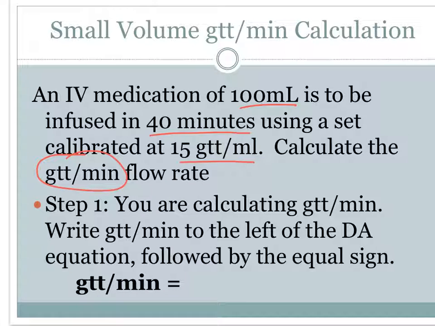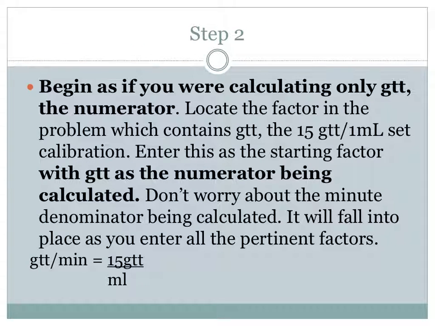So the first thing you want to do is, we know that we want to get drops per minute, so that is what our equation is going to be. Then begin as if you are calculating only the drops, the numerator. Locate the factor in the problem which contains the drops, which we know is the 15 drop per mil set calibration. Enter this as the starting factor with drops as the numerator being calculated. Don't worry about the minute denominator being calculated because everything will fall into place. So this is how we're going to write it. 15 drops per mil.